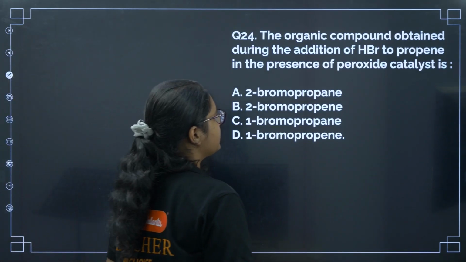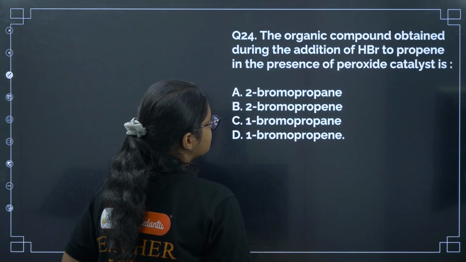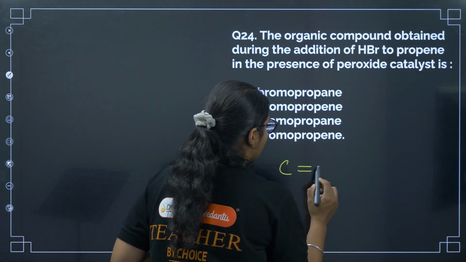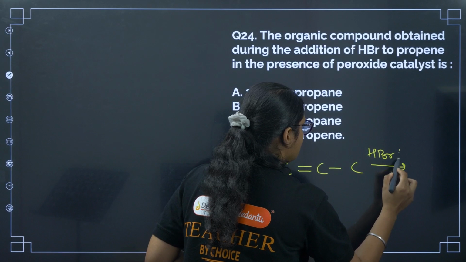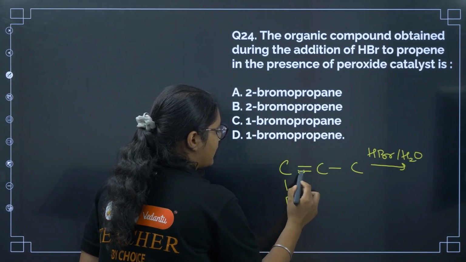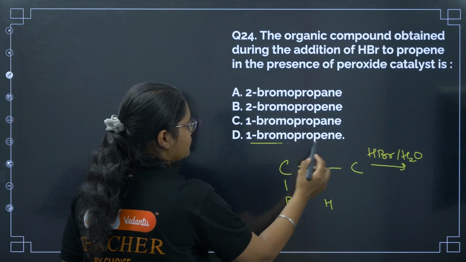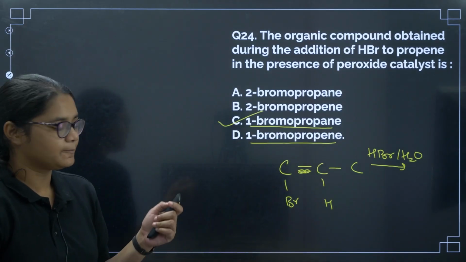Next, the organic compound obtained during the addition of HBr to propene in the presence of peroxide is. So if we have here propene and HBr with peroxide, it will follow anti-Markovnikov's rule. Br will come here and H will come here. So that is 1-bromopropane. Correct answer is option number C.